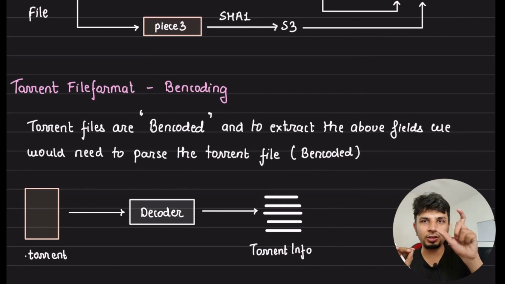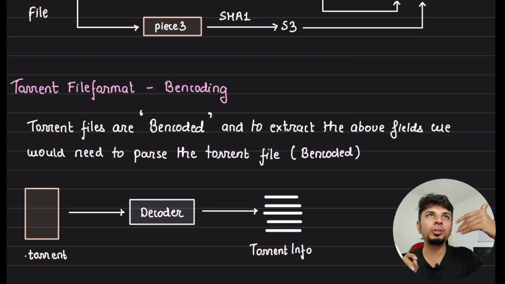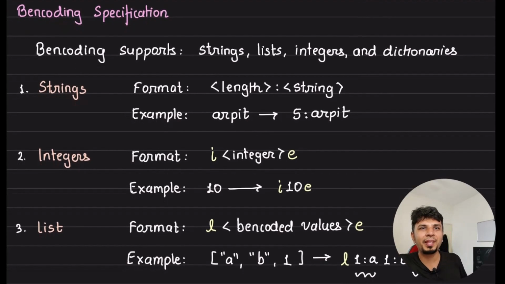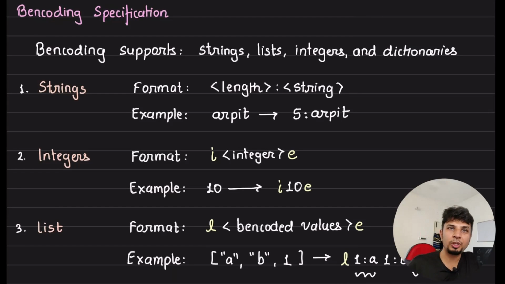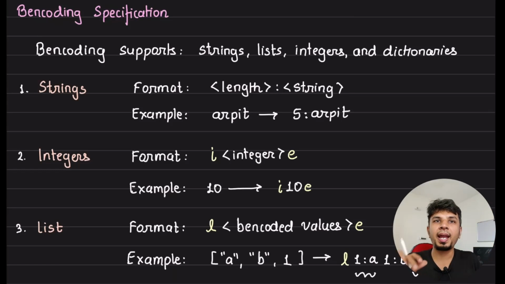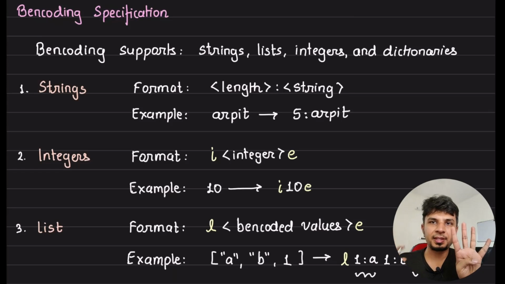That is where it would pass it through a small decoder, which would give you the torrent information in a human-readable or processable format, right? And this decoder is a B-encoding decoder. So the encoding is called B-encoding. It's a very simple encoding and a very fun one to write. So what is the B-encoding specification? Every torrent file is B-encoded and it's a dictionary, a dictionary of key-value pairs that we just saw. The B-encoding specification supports only 4 types: strings, lists, integers, and dictionaries, right?